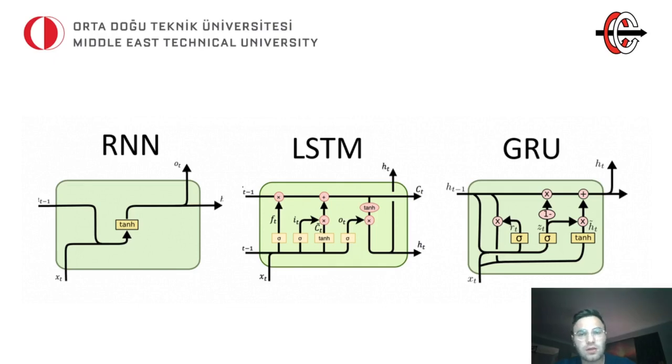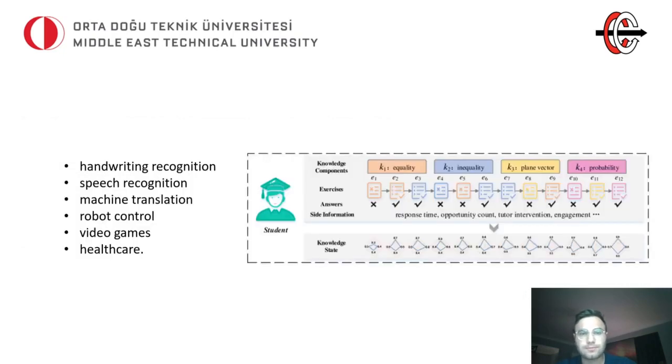With the help of this development, we are able to predict time step sequences in a more detailed, more tidy way. The applicable areas are handwriting recognition, speech recognition, machine translation, and so on. Knowledge tracing is another area for LSTM applications. Knowledge tracing is not a new concept.